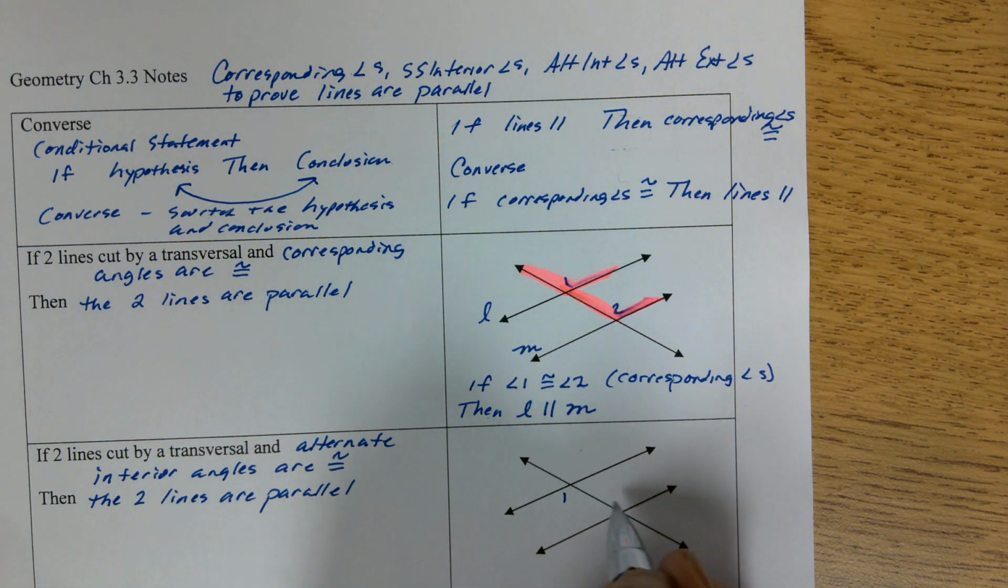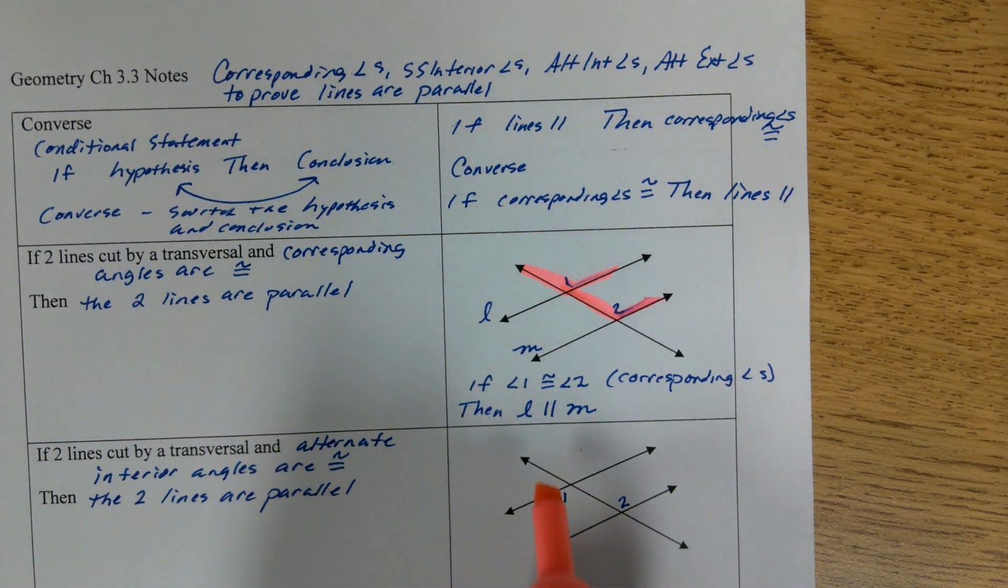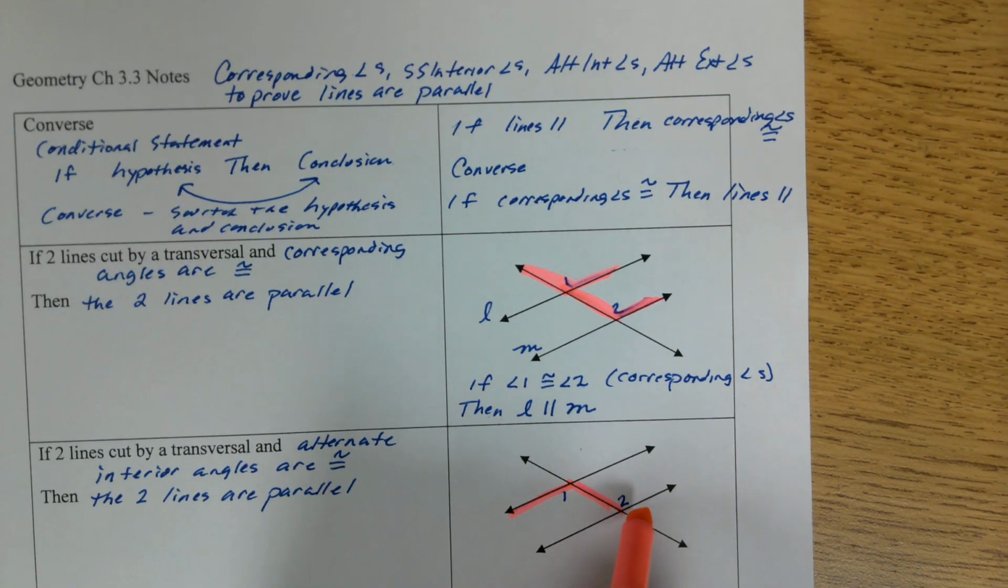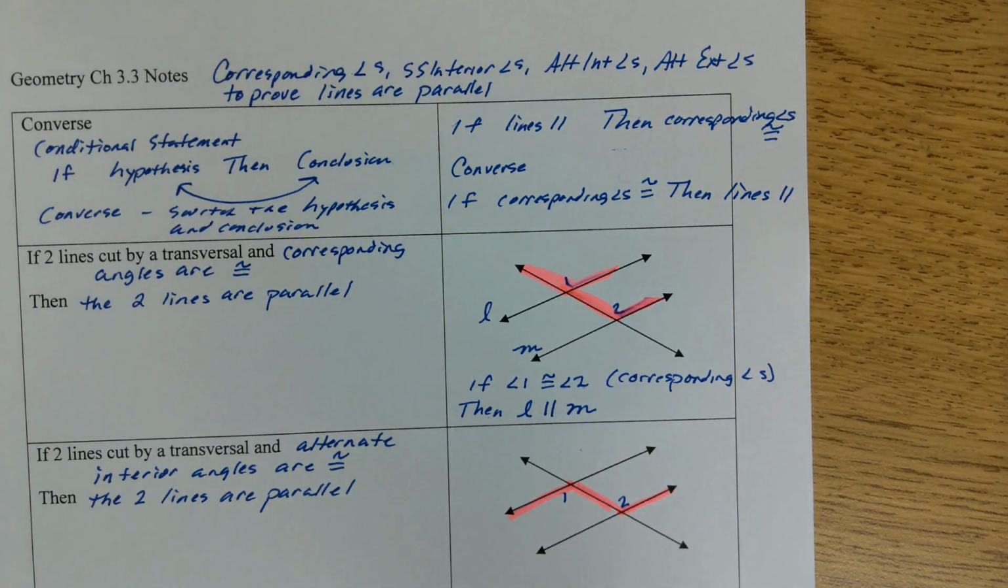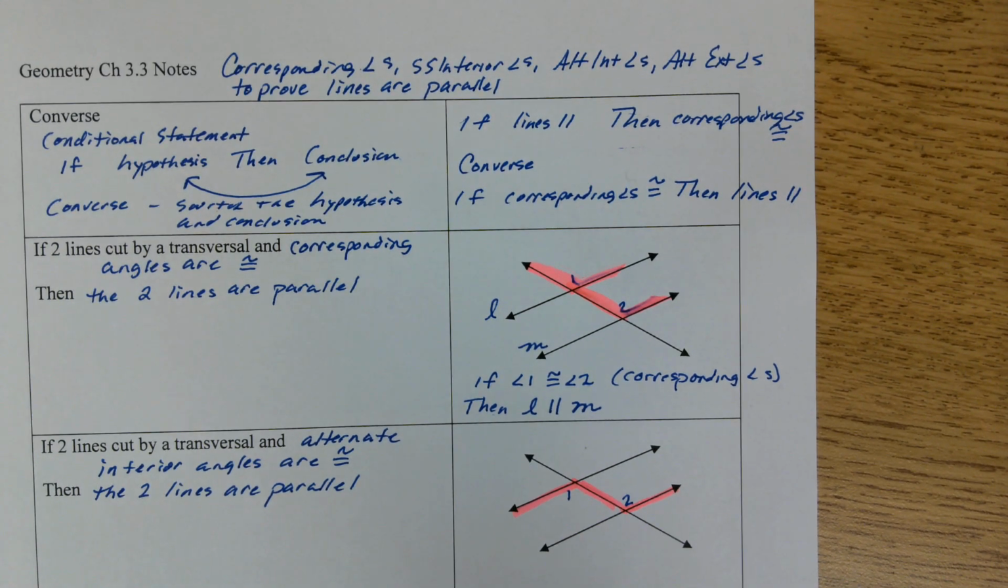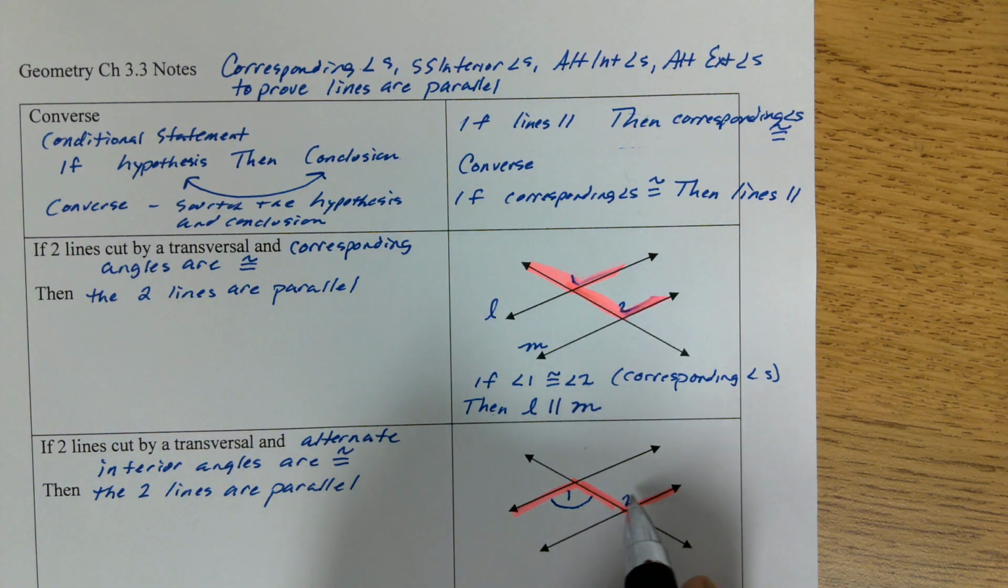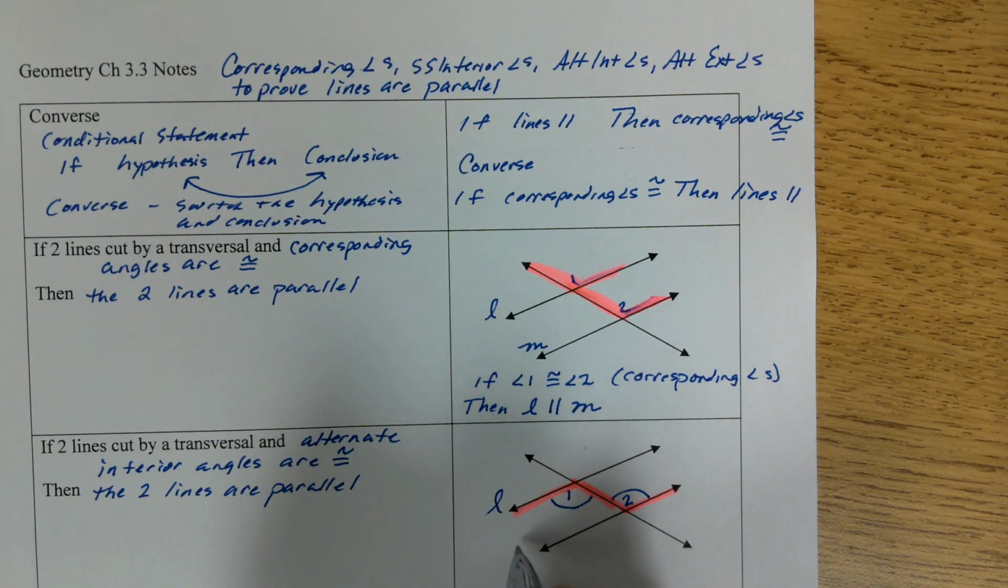I'll say angle 1 and 2. I'm going to highlight those so I can see exactly where they are. This is the actual angle. Remember, an angle is two rays with the same vertex. There's angle 1. Here's angle 2. I'm going to keep the highlighting inside there so I can see it. Those are Z angles, right? Corresponding are F angles, these are alternate interior angles. So if the alternate interior angles are congruent, this angle is congruent to this one, then line L is parallel to line M.